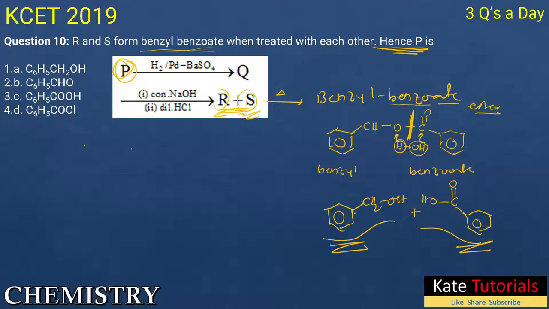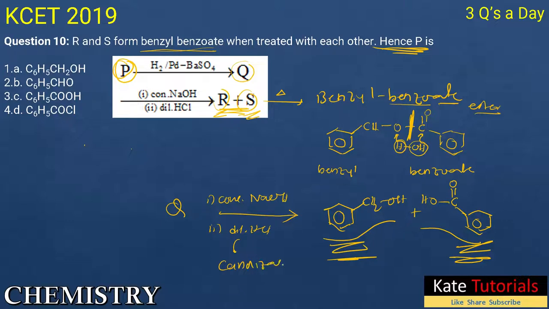Now can we guess Q? Yes, easily, because the first step is concentrated NaOH and the second step is dilute HCl. If I add these to Q, I get benzyl alcohol and benzoic acid. Here I get a reduced product and an oxidized product, so it should be the Cannizzaro reaction. In the Cannizzaro reaction, the reagent Q might be this thing only.